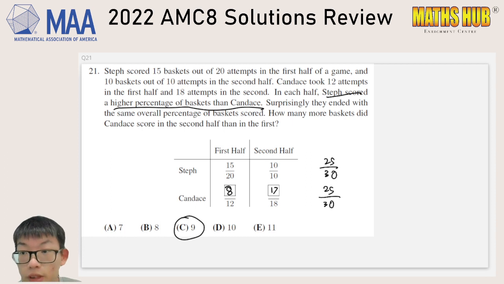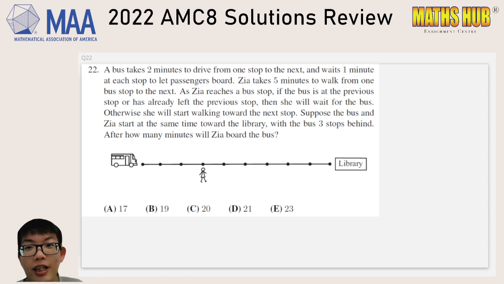Question 22. Bus takes 2 minutes to drive from one stop to the next and waits 1 minute at each stop to let passengers board. Zia takes 5 minutes to walk from one bus stop to the next. As Zia reaches a bus stop, if the bus is at the previous stop or has already left the previous stop, then she'll wait for the bus. Otherwise, she'll start walking to the next stop. Suppose the bus and Zia start at the same time towards the library with the bus 3 stops behind. After how many minutes will Zia board the bus?